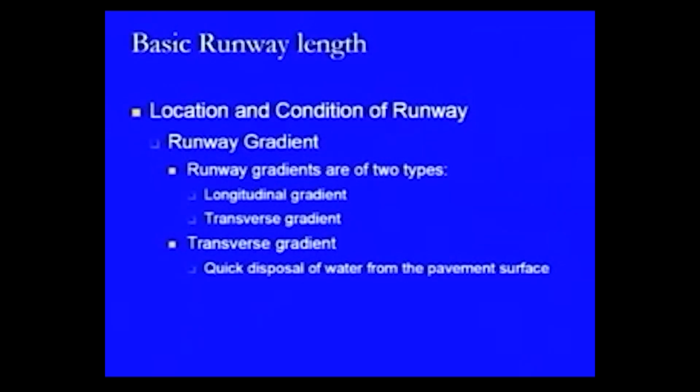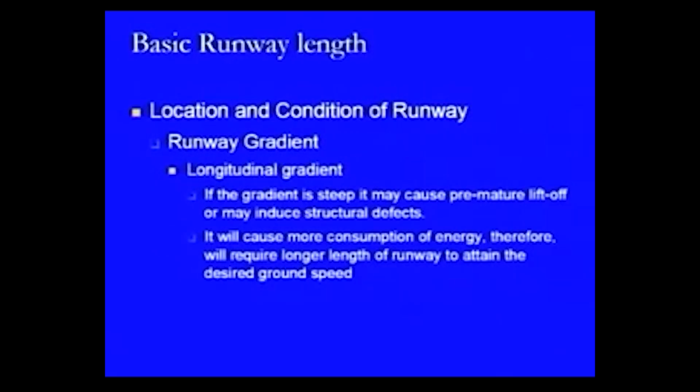Now, the other case is the runway gradient, where the gradients are of two types, longitudinal gradients and transverse gradients. Transverse gradients are provided so that there is a quick disposal of water from the pavement surface and it becomes dry as soon as possible, so that there is no slippery condition on the pavement surface for the aircraft. In the case of longitudinal gradient, if the gradient is steep, then it may cause premature liftoff or it may induce structural defects. So, that is why there is a requirement of having a smoother longitudinal gradient.